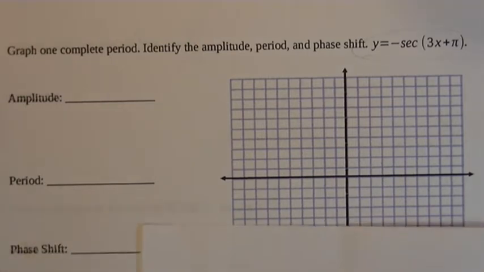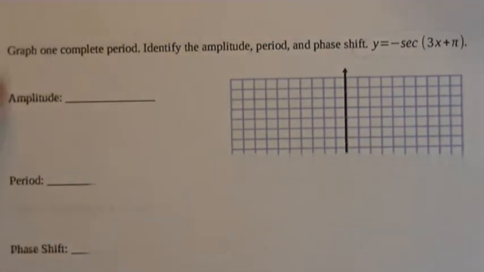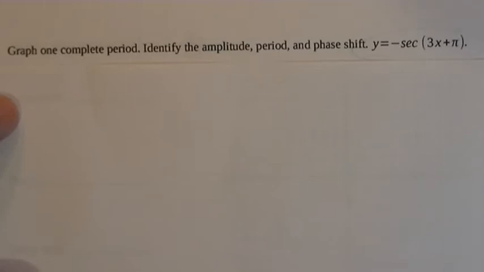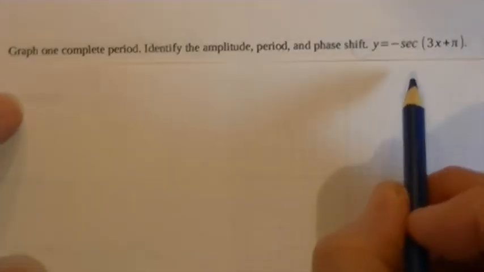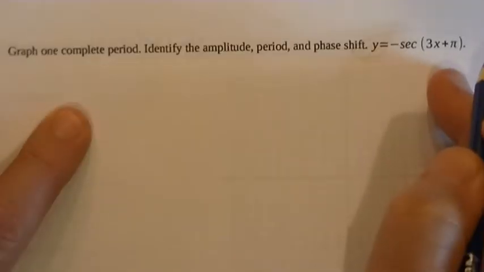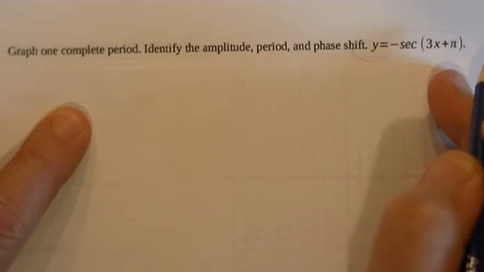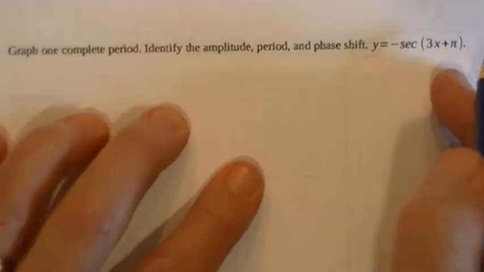So let's move on. It's asking for the amplitude, the period, and the phase shift. Well, our method for doing that is we know these things. This is the same thing as a cosine. Cosine goes from 0 to 2 pi, so the secant goes from 0 to 2 pi. And when you're graphing a secant, what we really want to do is simply graph a cosine, and then we'll kind of invert that cosine function. So let's go ahead and do that.